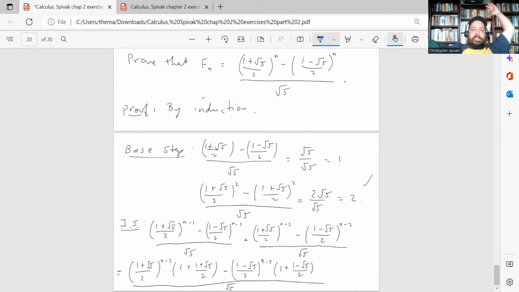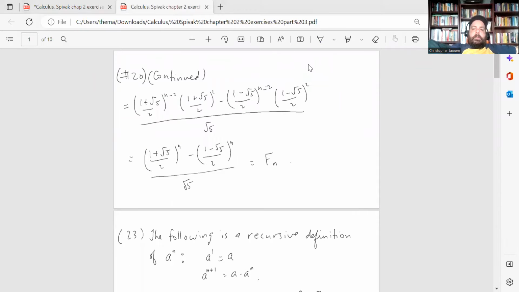And then for the inductive step, I ran out of space here in the notes, so I should have probably stated the inductive hypothesis here, but the inductive hypothesis is that this number is F(n-1) and this number is F(n-2). So if you add those two things together and rearrange some things, you get this. If you notice, this expression here is ((1 + √5)/2)² and this is ((1 - √5)/2)².